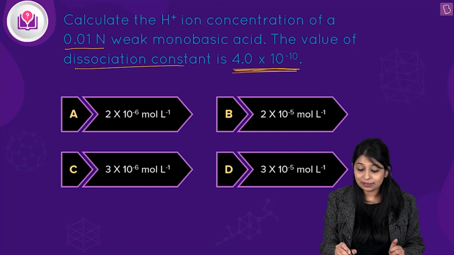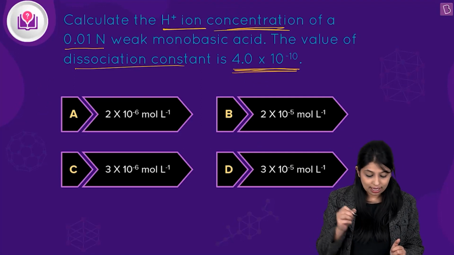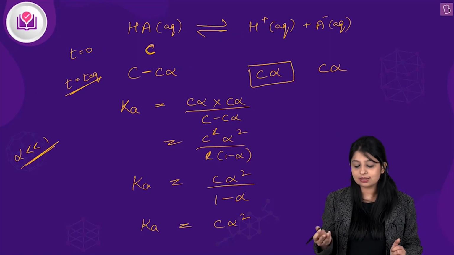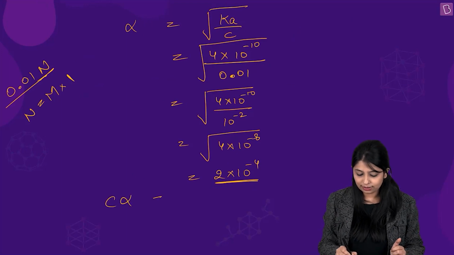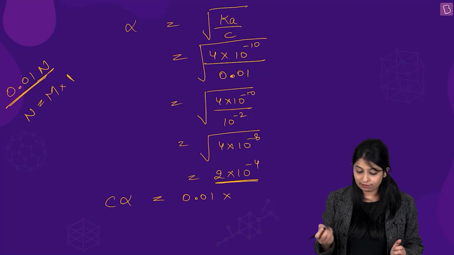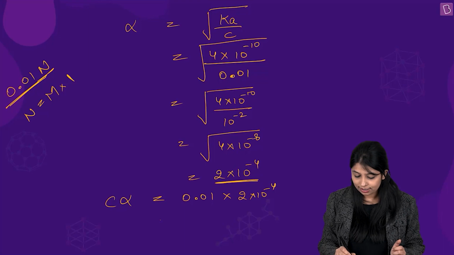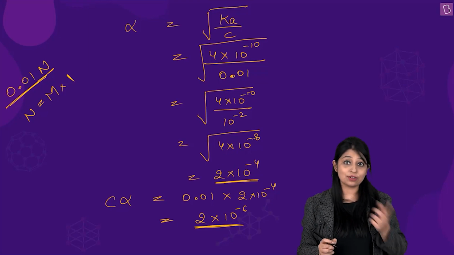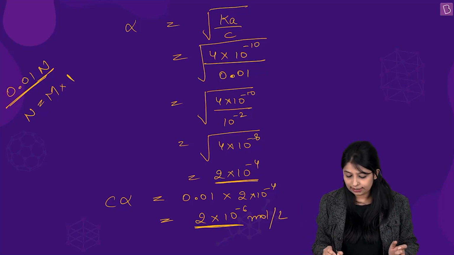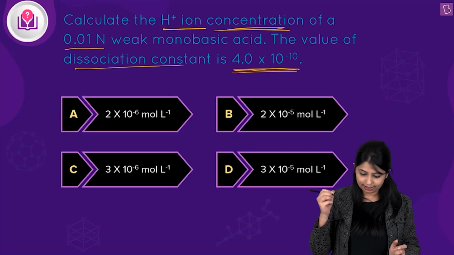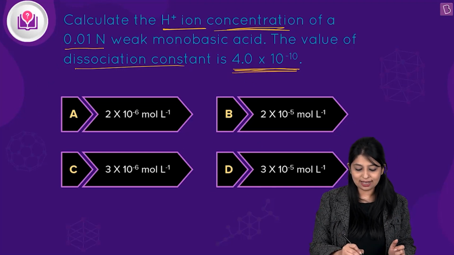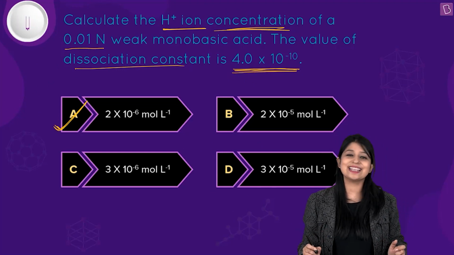What do we need to calculate? We need to calculate H plus concentration. And what is H plus concentration? That is equal to C alpha at equilibrium. So that becomes very easy. We just need to calculate the value of C alpha. C is 0.01, right? And alpha is 2 into 10 to the power minus 4. So this becomes 2 into 10 to the power minus 6. And this is the concentration, so this will be in moles per liter, because normality here will be equal to molarity. Okay, let's check which option it matches. Well, it matches option A, which is the correct option.